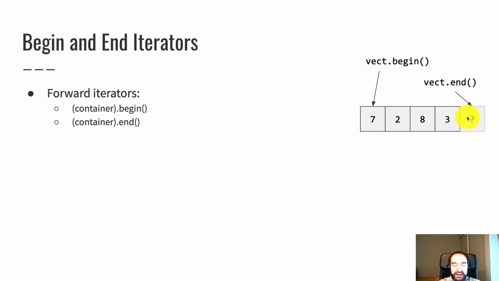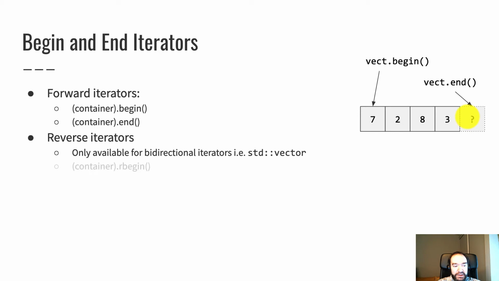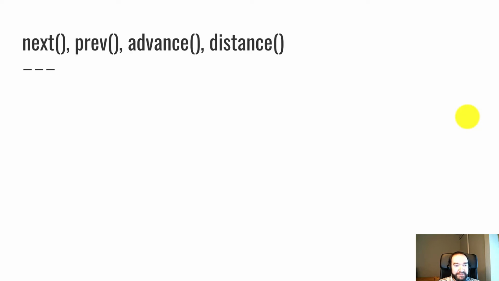And likewise, container.end gives you an iterator that's at the past the end location. Some data types support reverse iterators. Of the ones we're covering, forward list or singly linked list does not, but doubly linked list and vector do. And the way to get a reverse direction iterator is rbegin. The same begin word, but r in front of it, r for reverse. And similarly, the reverse end iterator is rend.